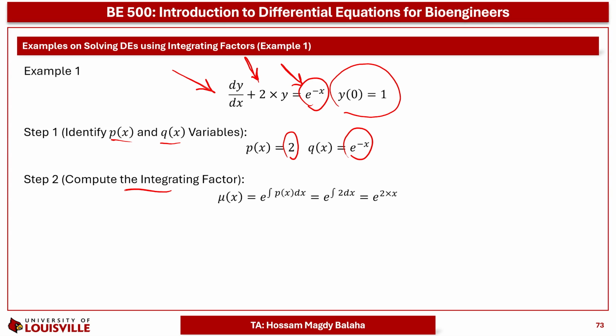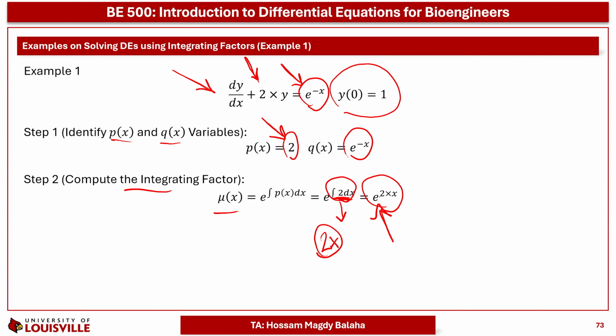Compute the integrating factor, which is mu of x, by simply applying the exponential of the integration with respect to dx. So the exponential of the integration of 2 with respect to dx will be 2x, and let's ignore the constant for a while. So replace that with 2x, so the result will be e to the 2x.